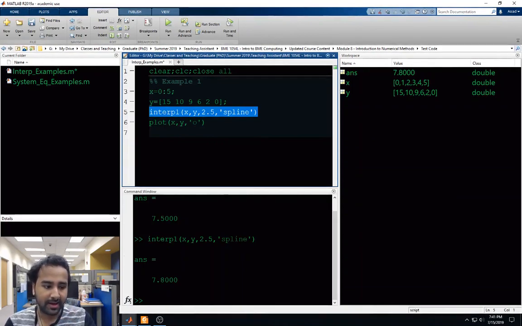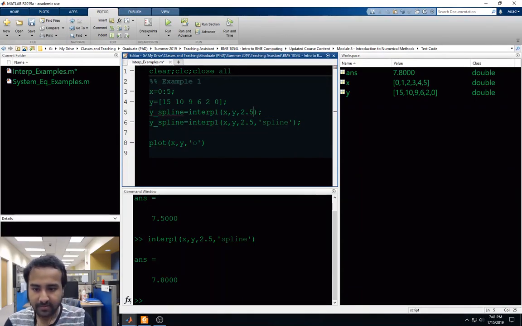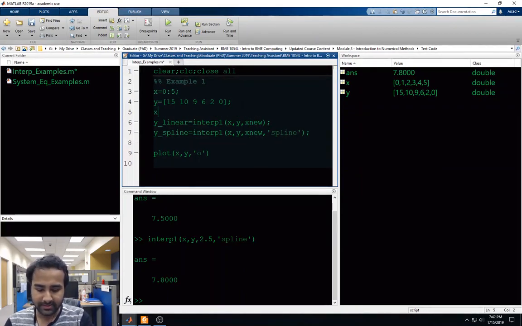Now we can have both and ask Matlab to just plot both. So what we can do is have this be Y spline. I'm going to copy this, paste it back here, remove this. Y, let's call that linear. And instead of giving only a single value for the Y new, let's have this be a vector. Let's call this X new. X new goes from 0.1, with a spacing of 0.2, all the way to 4.9.